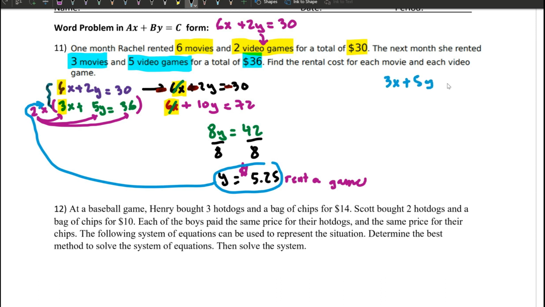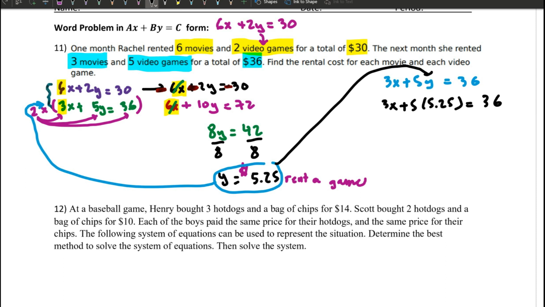3x plus 5y equal to 36. In this case, we know y is 5.25. 3x plus 5 times 5.25 equal to 36. So 5 times 5.25 will give you 26.25. 3x plus 26.25 equal to 36. To solve for x, you subtract 26.25 from both sides. So 3x equal to 36 minus 26.25, which is $9.75.